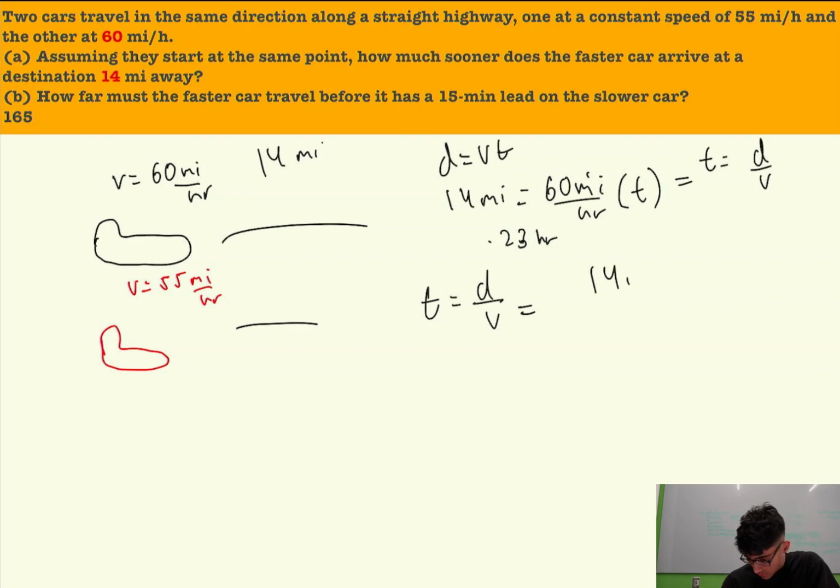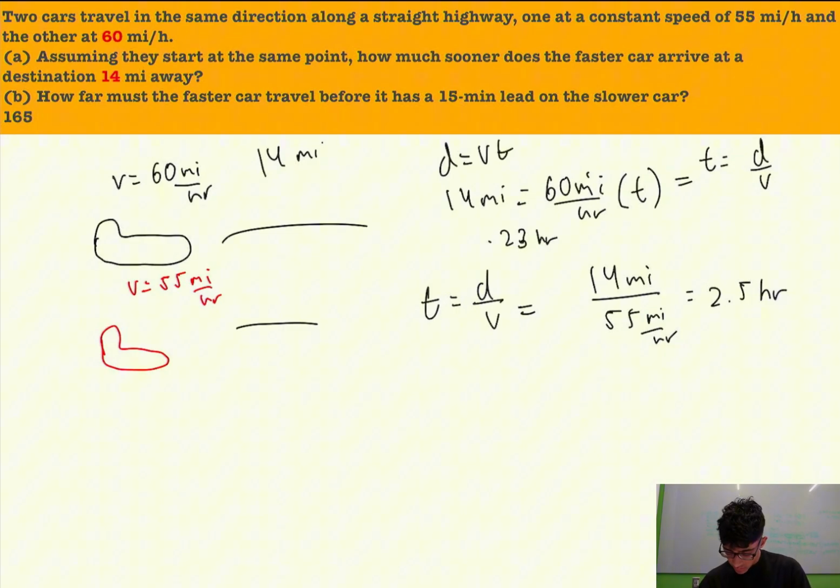Okay, so the total miles is that, and then he's going 55 miles per hour. So just divide those two. Yeah, so what are you going to get? You're going to get 0.25 hours, which makes sense, right? He's going to be a little bit slower.